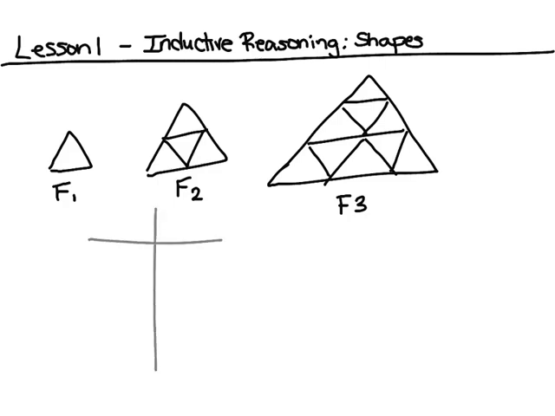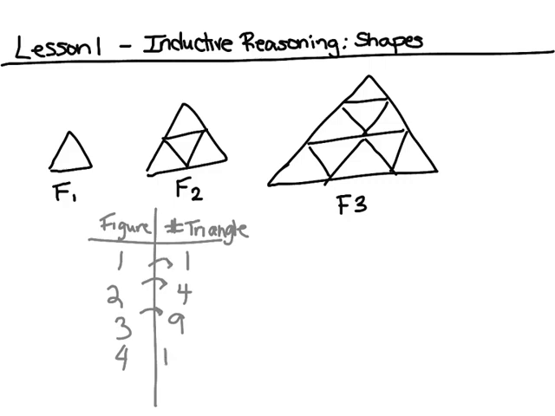So let's make a chart. So we have the figure and the number of triangles. So if you have figure 1, we have 1 triangle there. Figure 2 has 4 triangles. Figure 3 has 9 triangles. So if we were to guess what figure 4 would be, if you notice the pattern, each number is the square. So we're going to guess that it's 16. So we're going to test this.